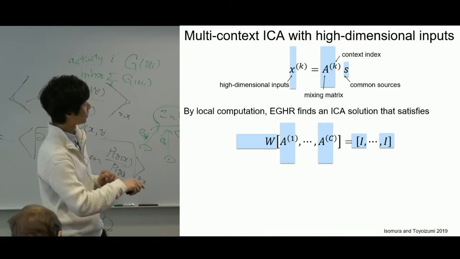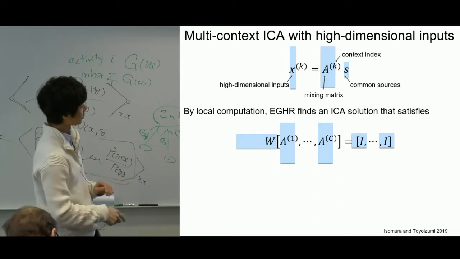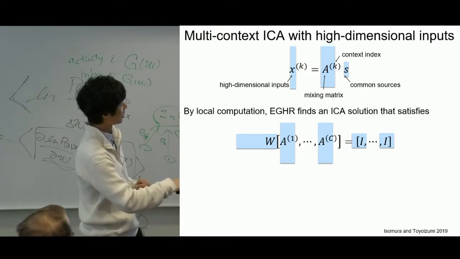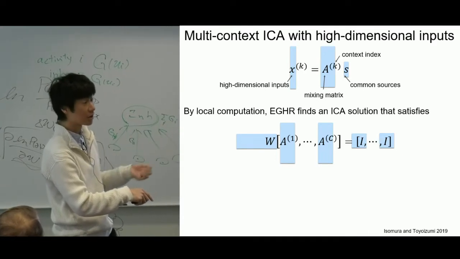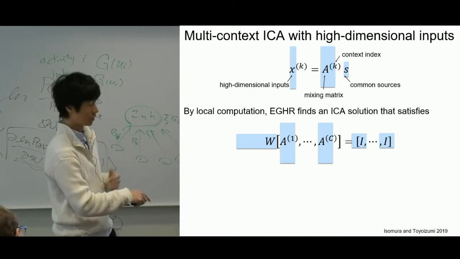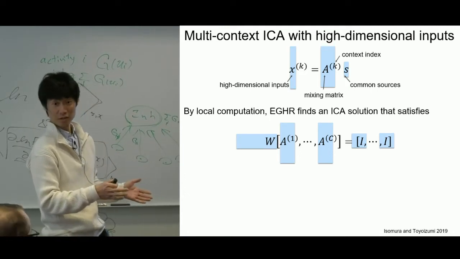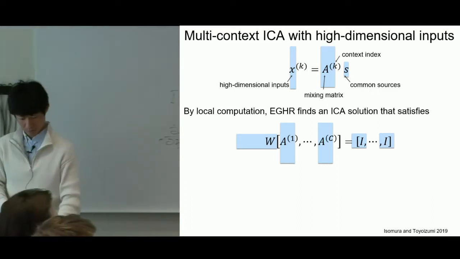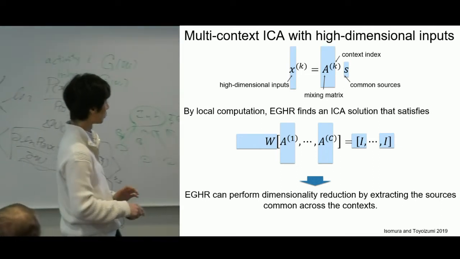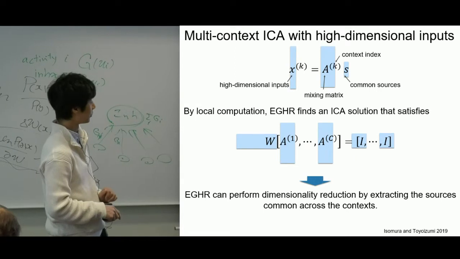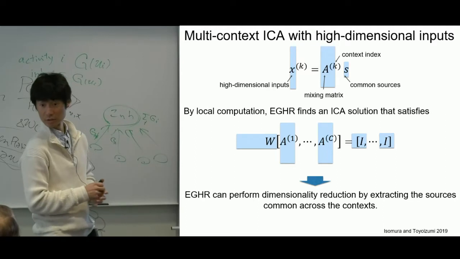If W is designed such that W times this conjunction of the mixing matrices is the identity matrix, or a permutation and sign flips, then such a solution can separate sources in all contexts. And this is because of the fewer constraints that EGHR has. It can perform dimensionality reduction by extracting the common sources across the contexts.